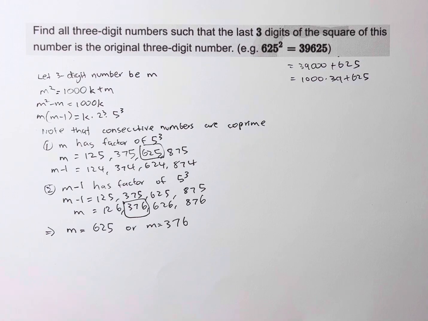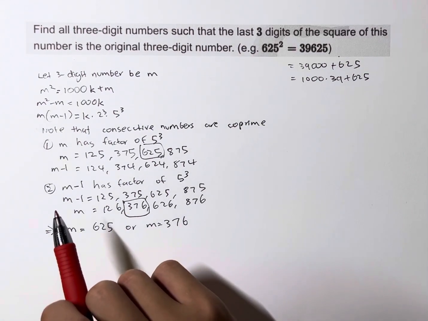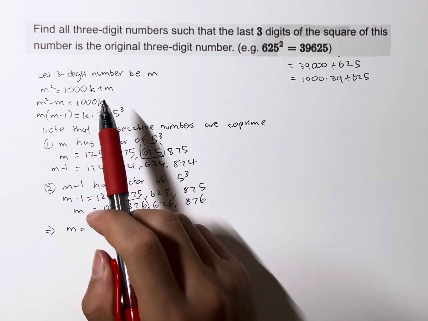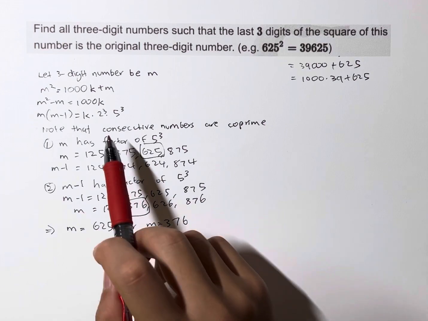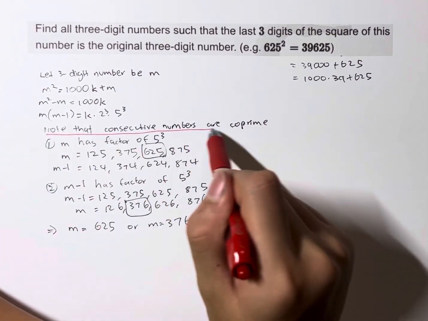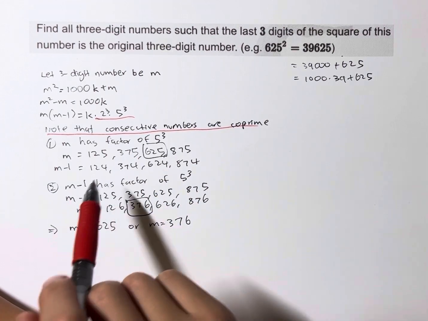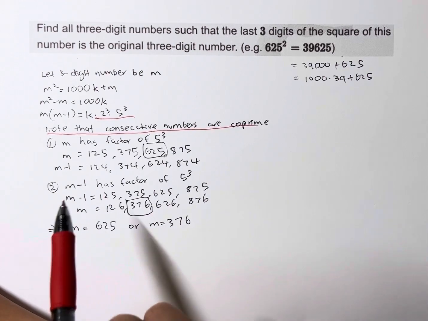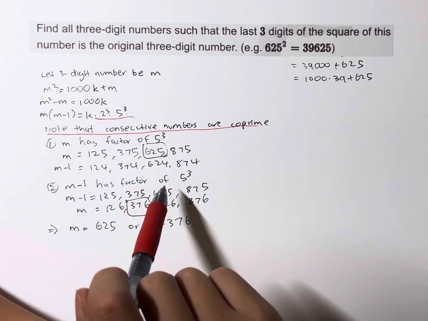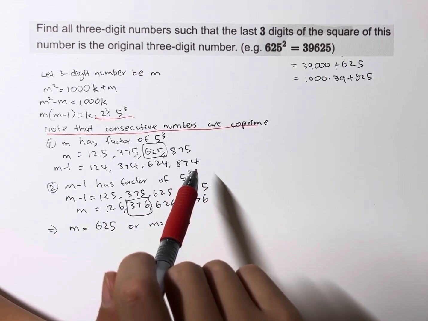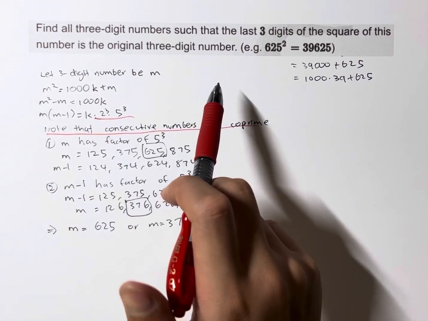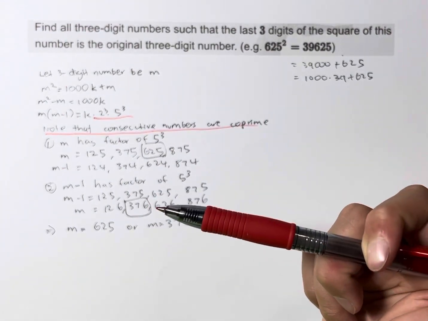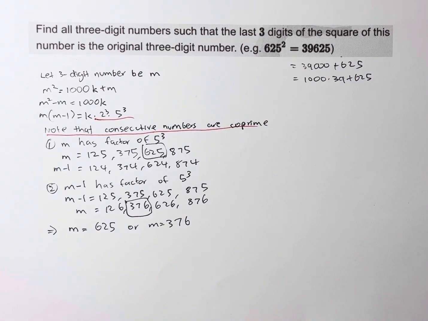That is how you solve this problem. The key point is noticing the relationship between m squared and m, then factorizing m squared minus m and 1,000k, and knowing that consecutive numbers are coprime. Then we can split into two cases where m or m minus 1 has a factor of 5 cubed in it, and if the other number has a factor of 2 cubed, which is 8, then the case is correct. This led us to the answer to the problem: 625 or 376. That is how you solve this problem. Thank you for watching.